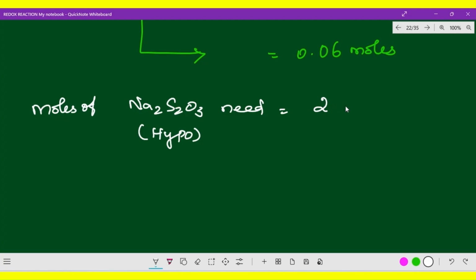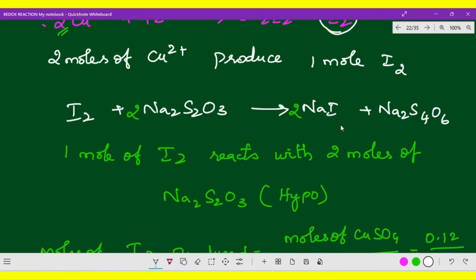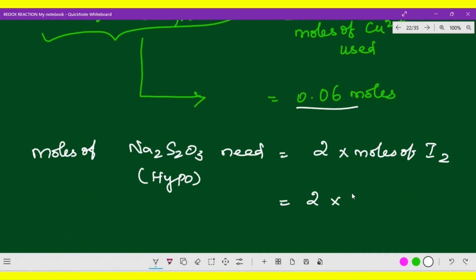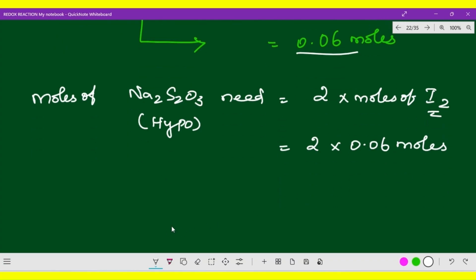So 2 into moles of iodine. How do you get the 2? In that equation, 2 moles of thiosulfate, no? So 2 into the iodine produced, which we just got: 2 into 0.06 moles. Iodine only we are mentioning, right? Okay, now what answer are you getting? Here you are getting 0.12 moles.